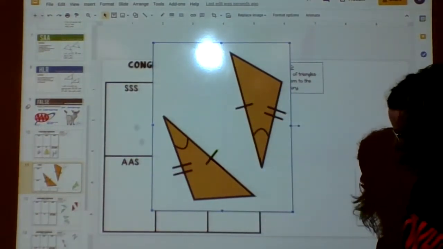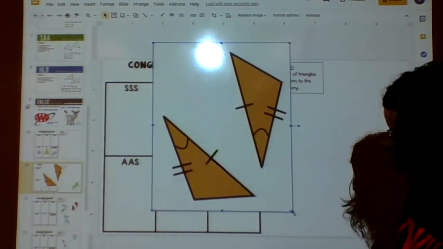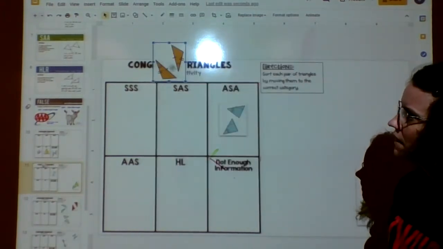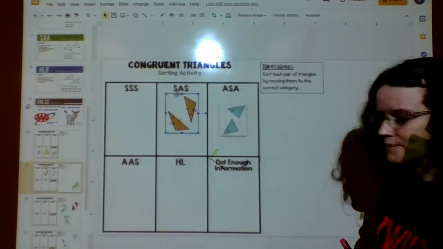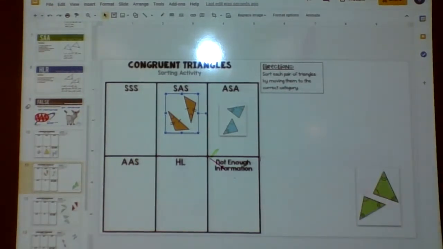So I can take this guy now, shrink him back down, and put him in my side, angle, side. Let's do one more. Come here, buddy.